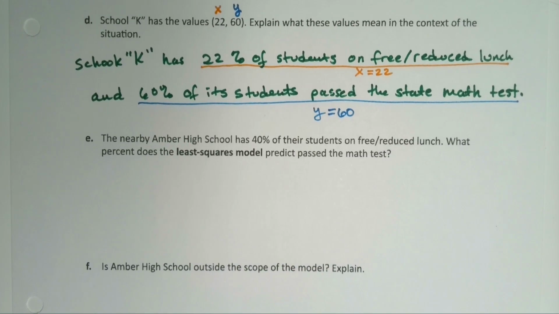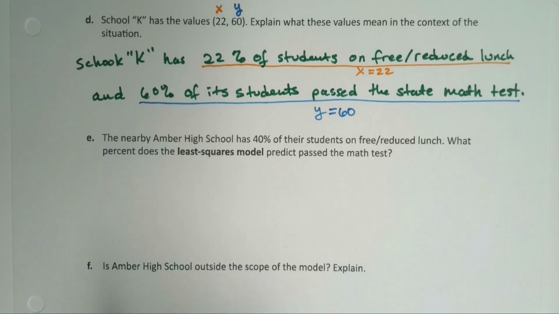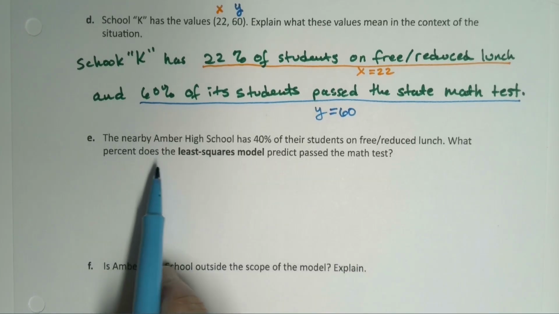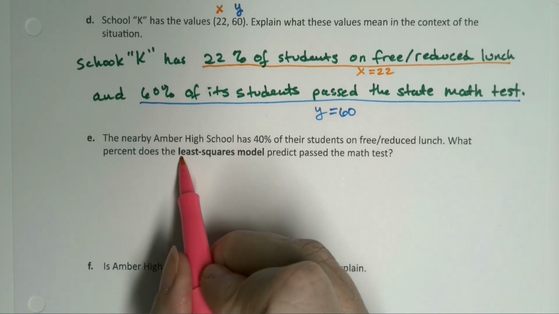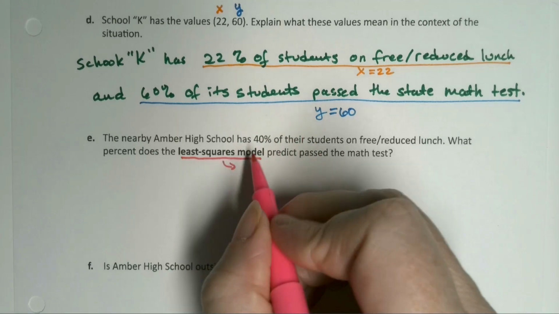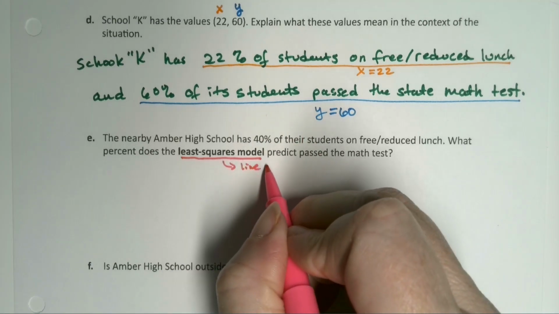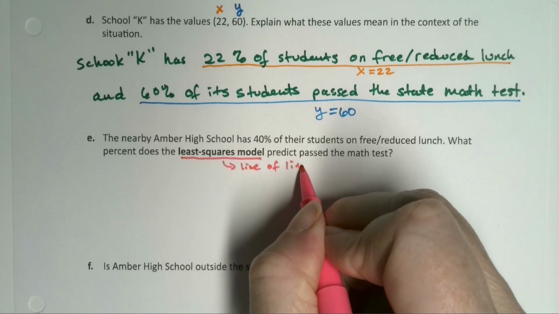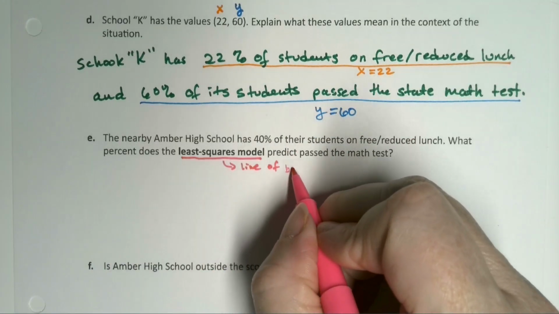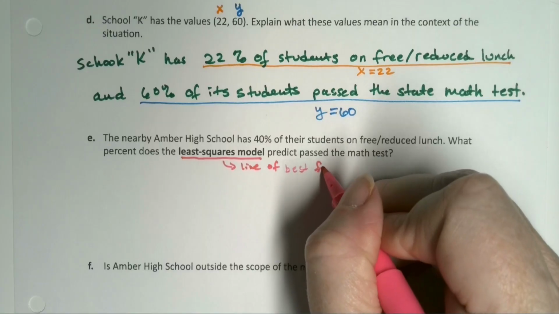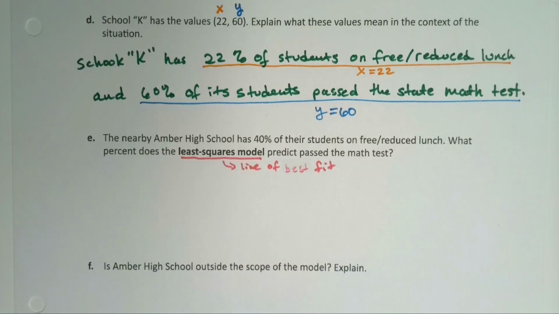All right, now the nearby Amber High School has 40% of their students on free reduced lunch. What does the least squares regression model predict for the math exam? Okay, so first of all, this little fancy phrase right here, that's the line of best fit. That's the least squares regression model. It's the one that we're working with. Sorry, there's so many names for it. The trend line, all sorts of things. We can call it all sorts of different things in the problems. It always means that line.